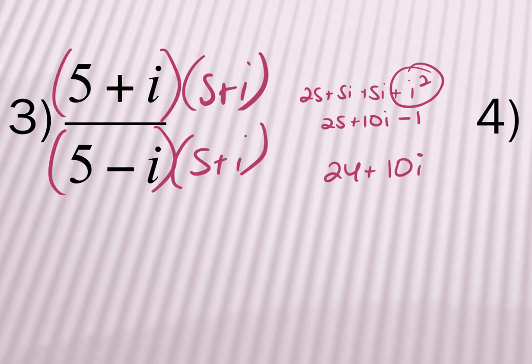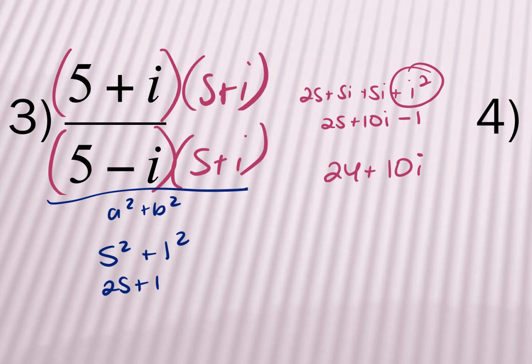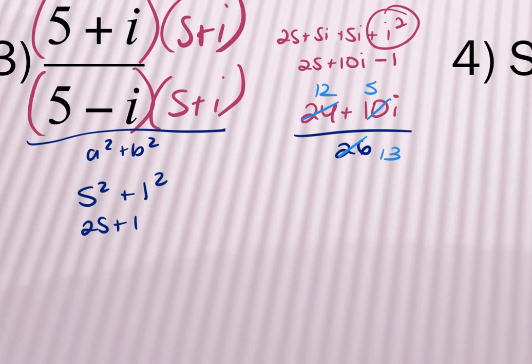Don't forget about your denominator. This is your special case. They are conjugates, so I can do a squared plus b squared. a is 5, b is 1. It'd be 25 plus 1 over 26. And then we can reduce. These are all divisible by 2. 12 plus 5i over 13, and it can stay like that.